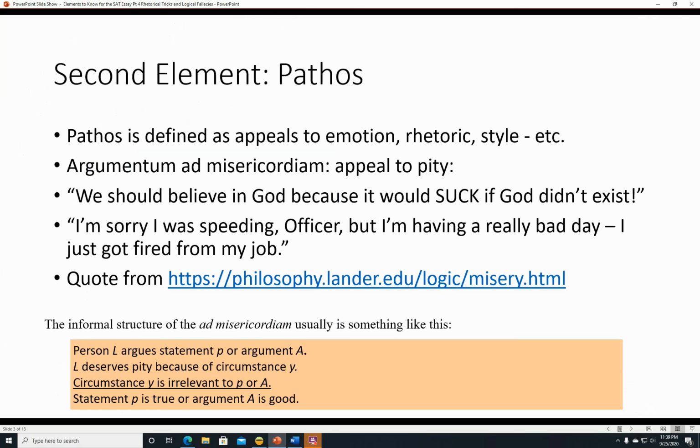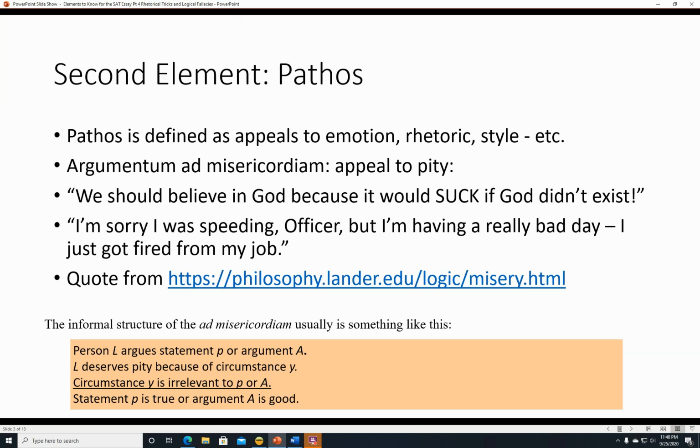So the second element there is pathos. Ethos, pathos, logos. Pathos is defined as appeals to emotion, rhetoric, style, etc. So argumentum ad misericordiam, for example, is an appeal to pity.